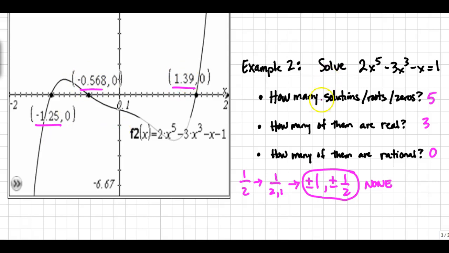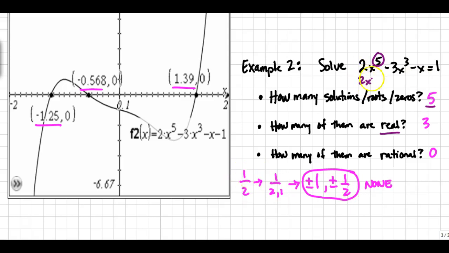So now let's go ahead and answer the questions. How many zeros are there altogether? Well, the degree is 5, so there's going to be 5 zeros. How many of those are real? The real ones are the ones I can see on the graph. There's 1, 2, 3 that I can see on the graph, so there's 3 that are real. Of those 3, how many of them are rational? Well, I need to make the rational list, and I haven't done that yet, so let me show you how I created the list.